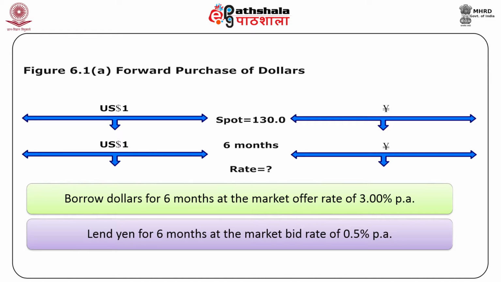It is to be noted that the forward rate is computed by considering the change in the rates of interest of two countries in money market. The cash flows could be matched by two money market transactions by taking into account the following steps. Borrow dollars for 6 months at the market offer rate of 3% per annum. Lend yen for 6 months at the market bid rate of 0.5% per annum.